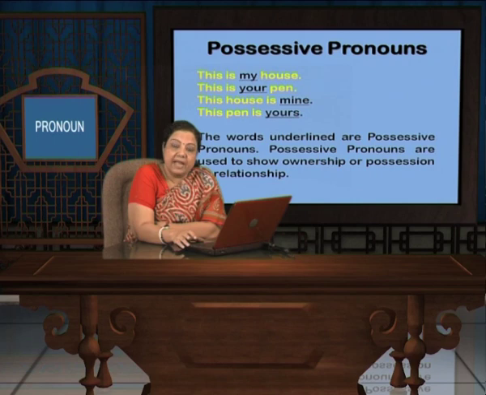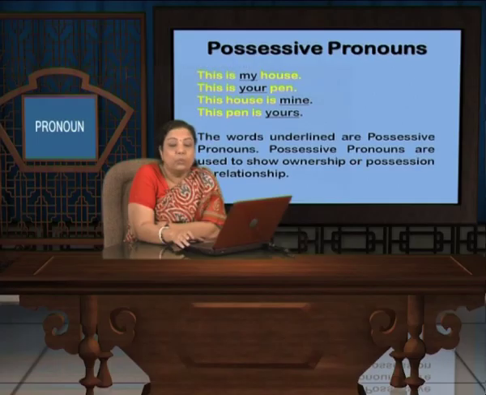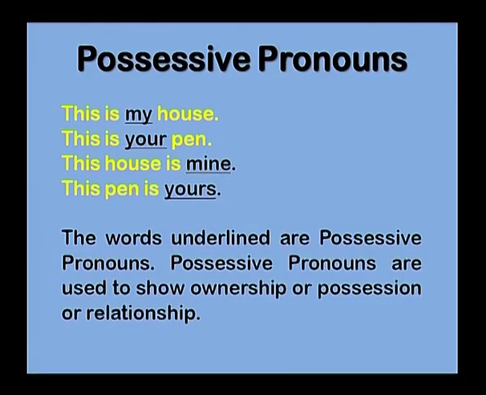The second kind of pronoun we see is possessive pronoun. Now, as the word suggests, you possess something. This is my house. This is your pen. The house is mine. The pen is yours. These pronouns we say they are possessive pronouns. The words underlined, just check here: my, your, mine, yours. They are possessive pronouns. The possessive pronouns are used to show ownership or possession or relationship.